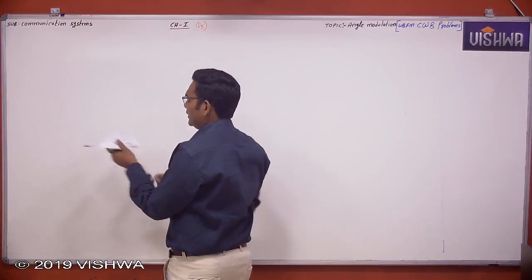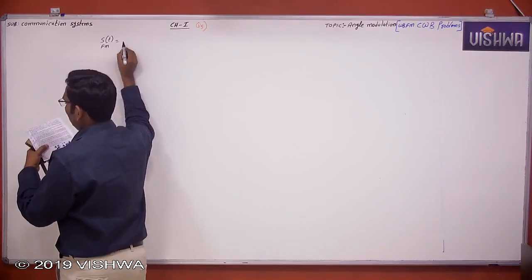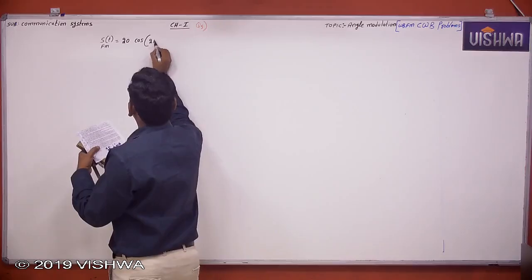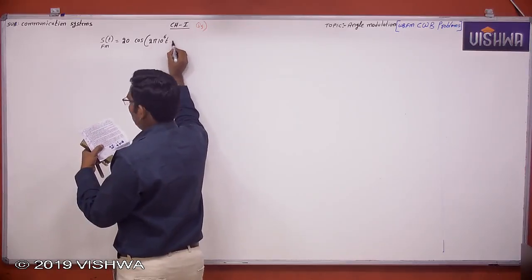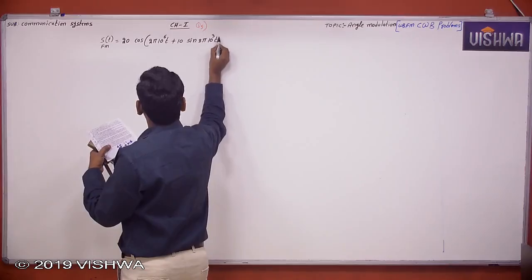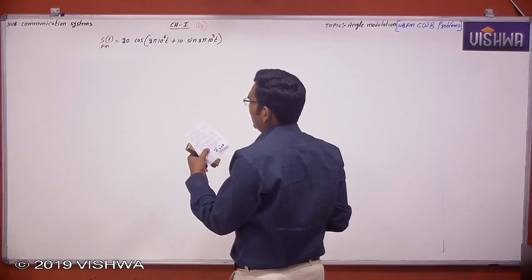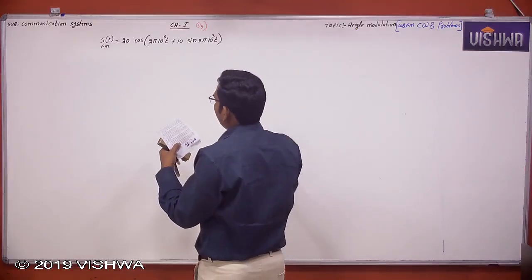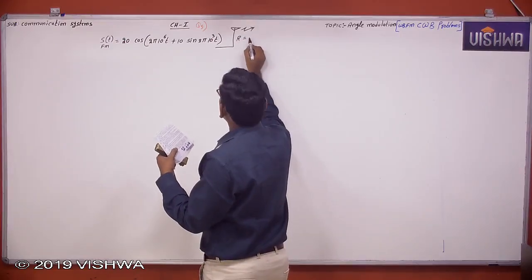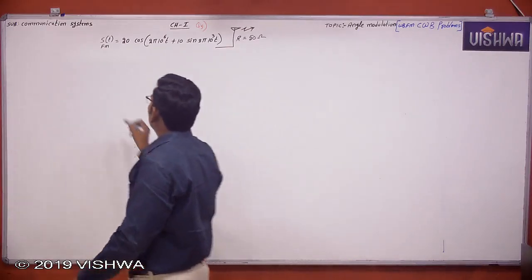An FM signal represented in time domain as s(t) = 20 cos(2π × 10^6 t + 10 sin(2π × 10^3 t)) is radiated into free space with an antenna resistance of 50 ohms. Now what he is asking is, first you compare.